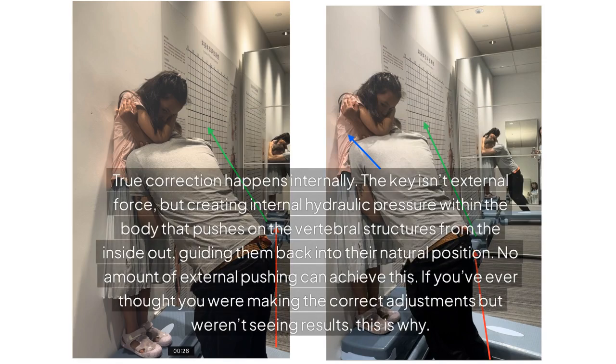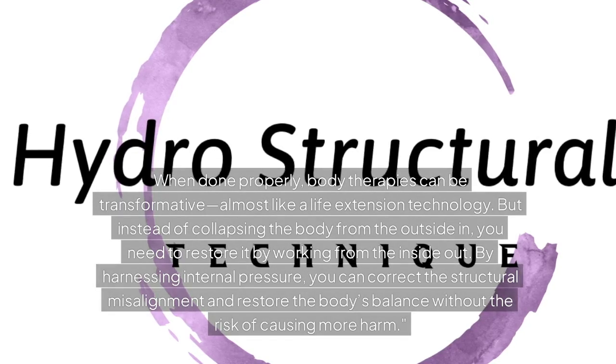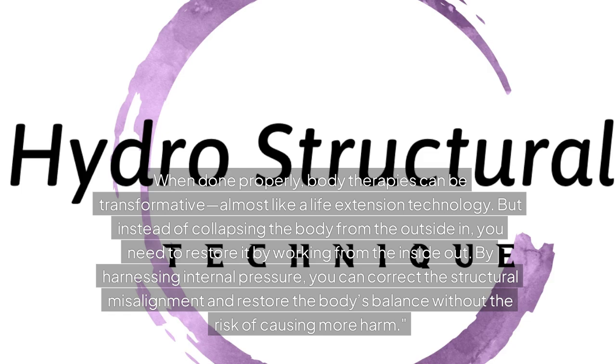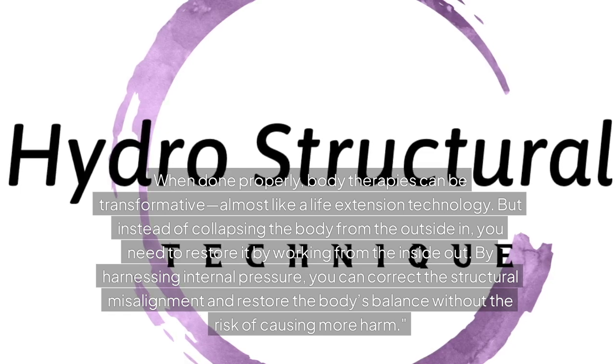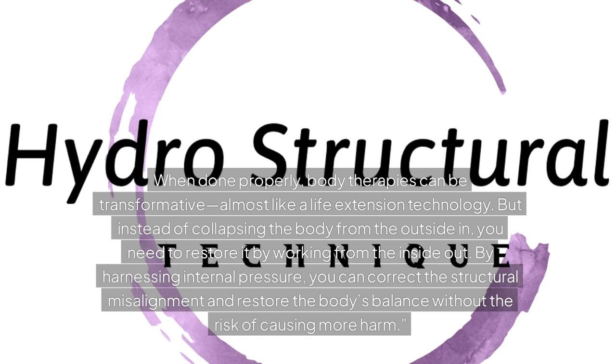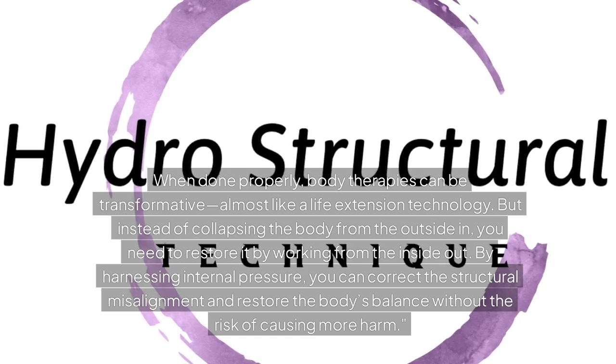True correction happens internally. The key isn't external force, but creating internal hydraulic pressure within the body that pushes on the vertebral structures from the inside out, guiding them back into their natural position. No amount of external pushing can achieve this. If you've ever thought you were making the correct adjustments but weren't seeing results, this is why. When done properly, body therapies can be transformative, almost like a life extension technology. But instead of collapsing the body from the outside in, you need to restore it by working from the inside out. By harnessing internal pressure, you can correct the structural misalignment and restore the body's balance without the risk of causing more harm.